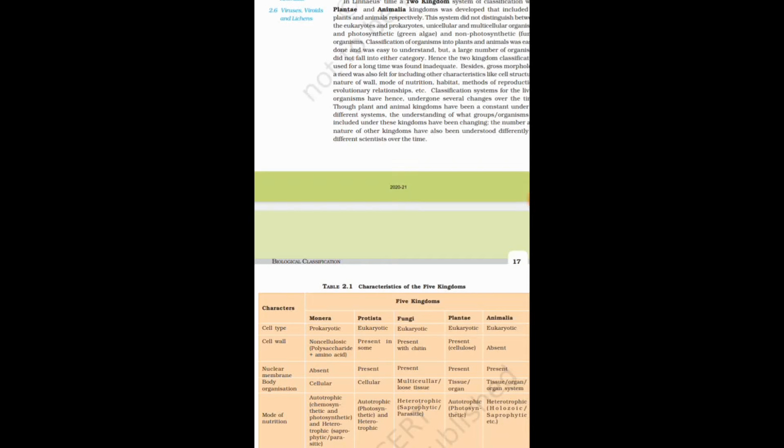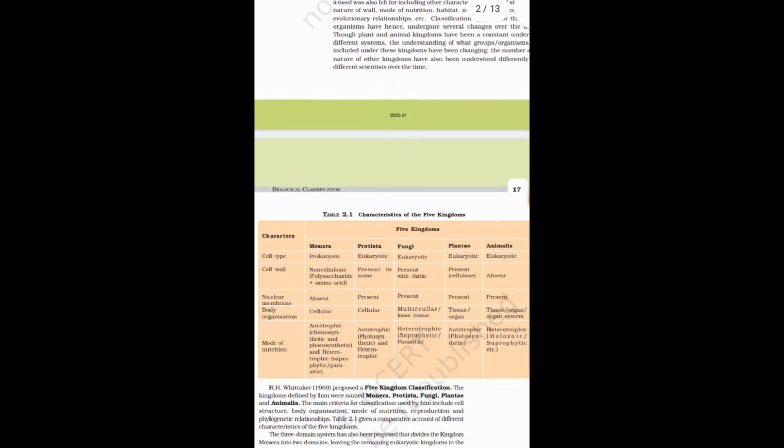Nuclear membrane: absent in Monera, but present in Protista, Fungi, Plantae, and Animalia. Body organization: unicellular in Monera and Protista, multicellular with loose tissue in Fungi, tissue plus organ in Plantae, and tissue, organ, and organ system in Animalia. Mode of nutrition: autotrophic, chemosynthetic and photosynthetic, and heterotrophic, saprophytic plus parasitic in Monera; autotrophic, photosynthetic, and heterotrophic in Protista; heterotrophic, saprophytic plus parasitic in Fungi; autotrophic and photosynthetic in Plantae; heterotrophic, holozoic plus saprophytic in Animalia.